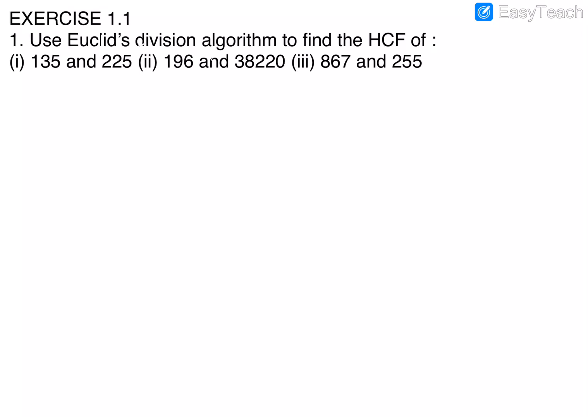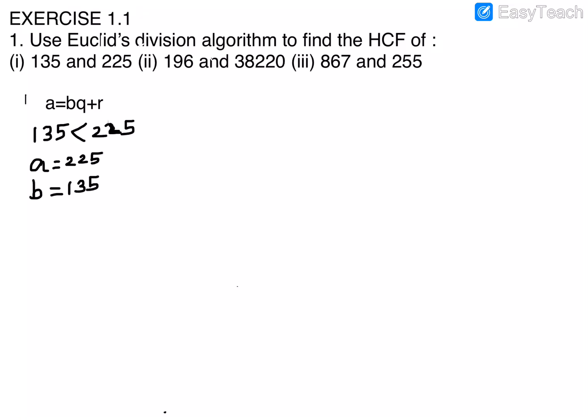See the first problem, 135 and 225. Use Euclid's division lemma algorithm to find the HCF of 135 and 225. First I write the division lemma, which is A equals BQ plus R. First I compare the two numbers, 135 and 225, which is bigger. 225 is the bigger, so the bigger number is the dividend, which is A, 225, and the smaller number is the divisor, which is B equals 135.